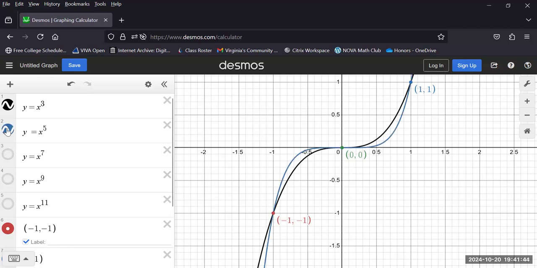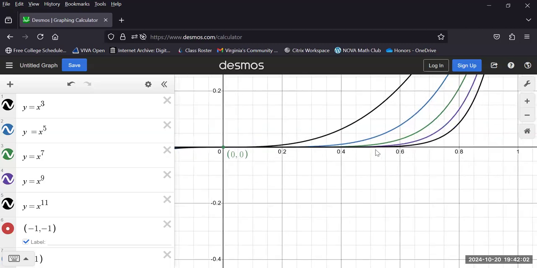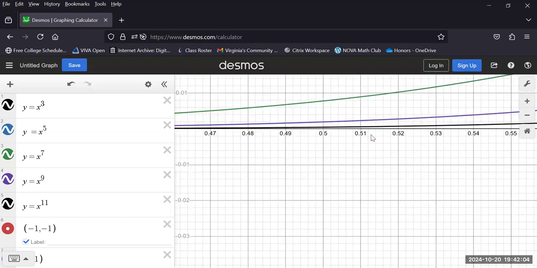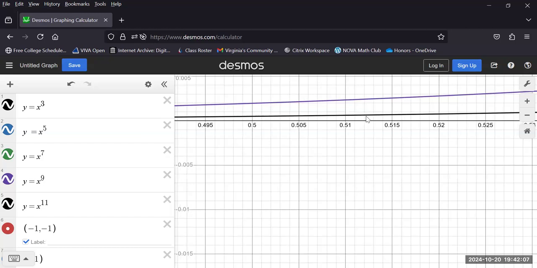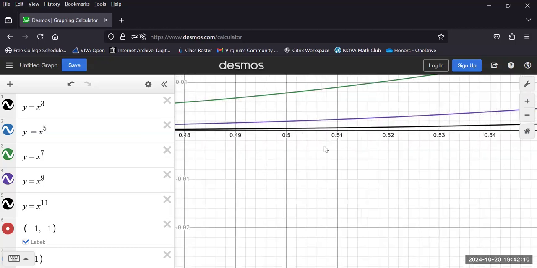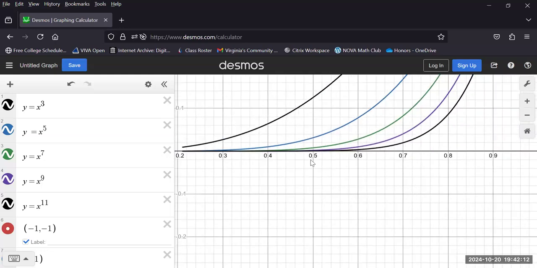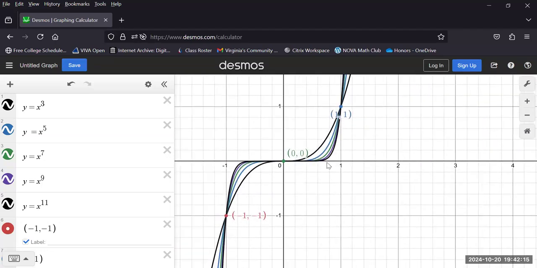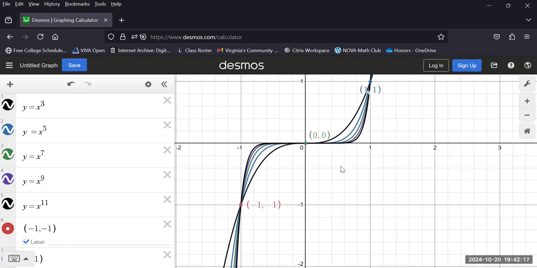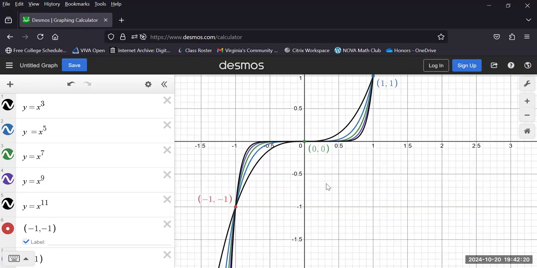You have x to the 5, x to the 7th, x to the 9th, x to the 11th. So again, what we observe here is that the graphs tend to flatten out around the origin. And it looks like this is touching the x-axis, but it really isn't. If you zoom here, you'll see that there's a space between the graphs and the x-axis, except when it's at the origin. So that is the important feature here.